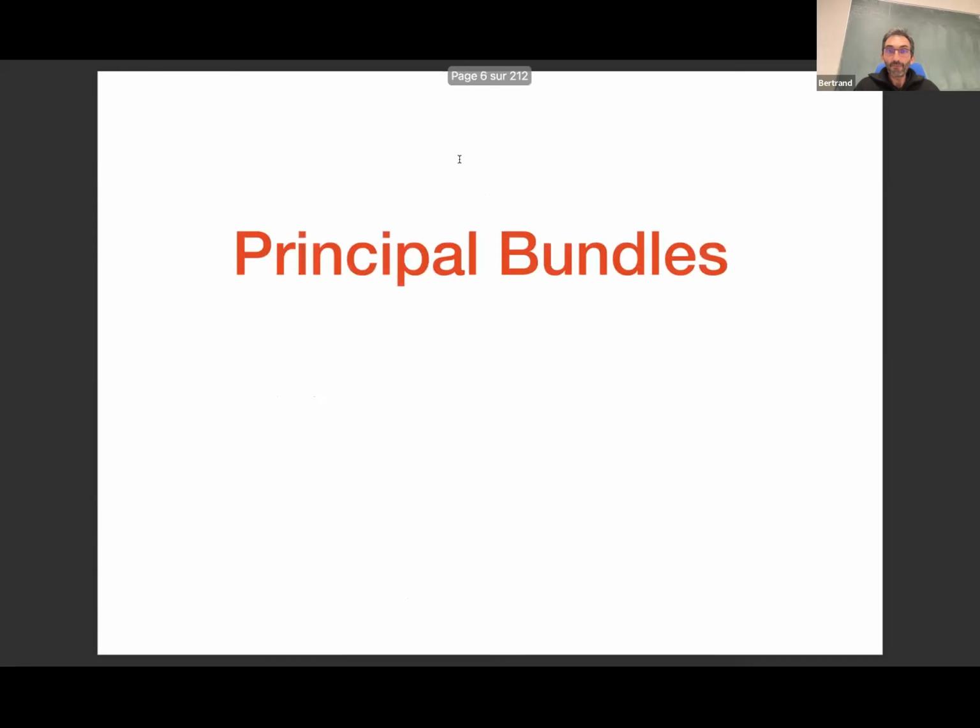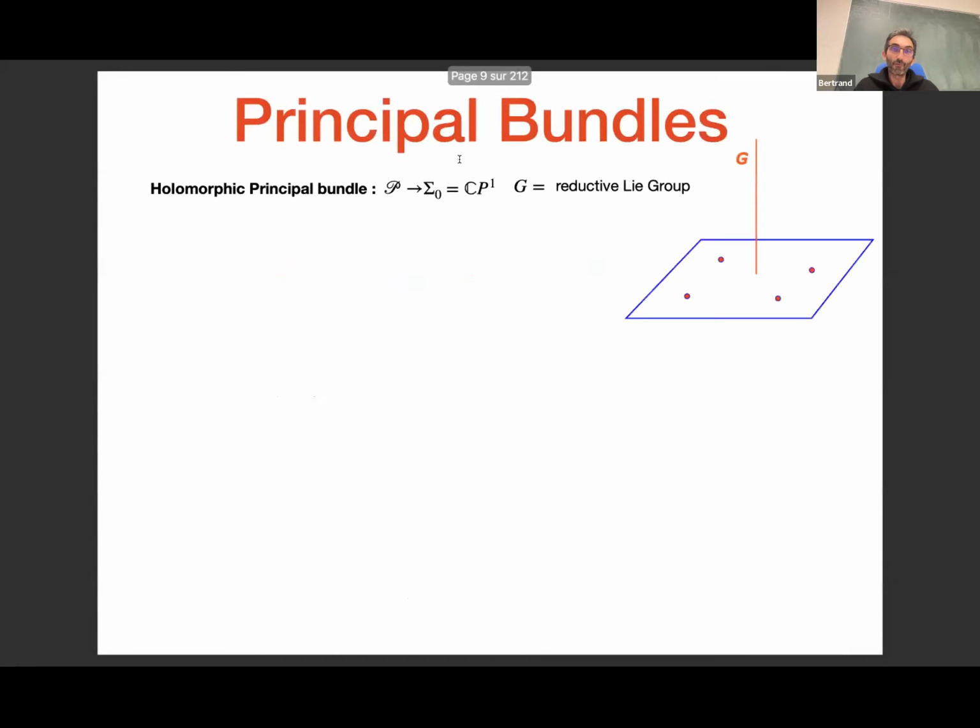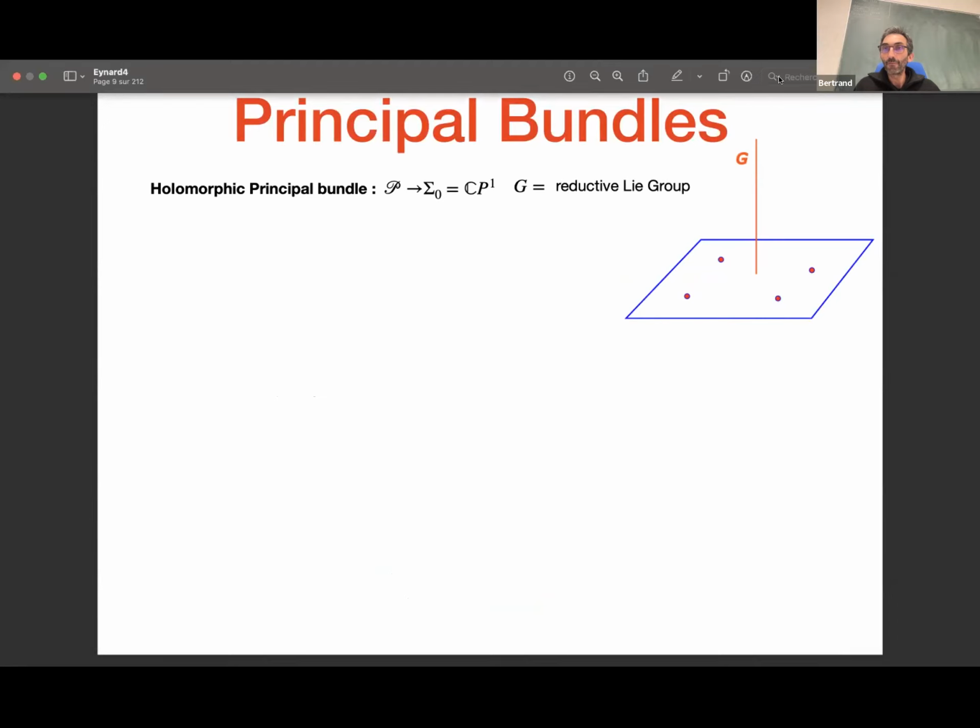So let me start with a very quick introduction on bundles. A principal bundle is a bundle over CP1, whose fiber is a reductive Lie group, and a holomorphic bundle. CP1 is contractible, so basically this is a trivial bundle.